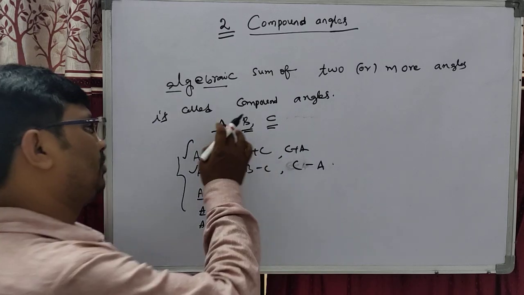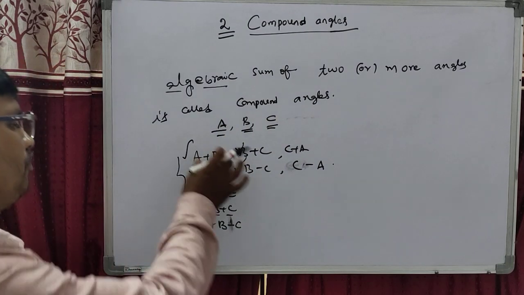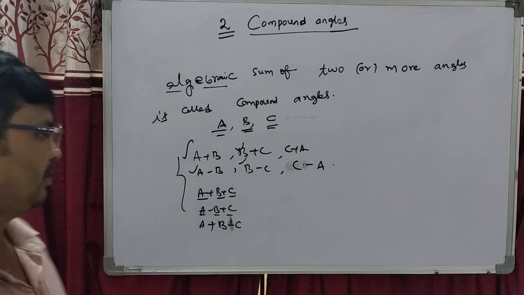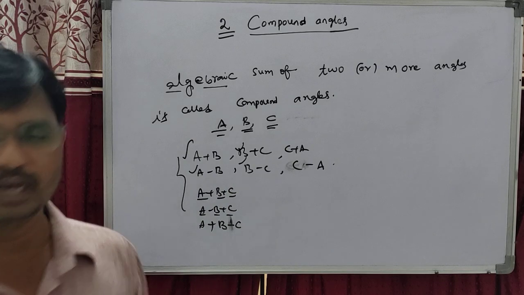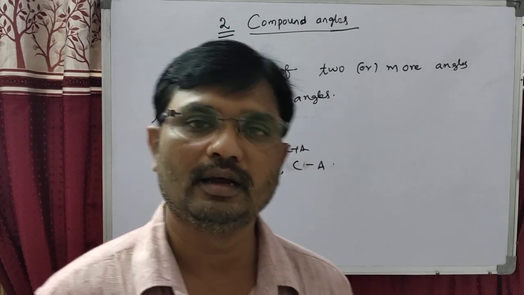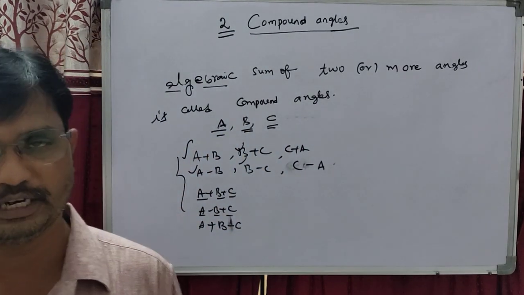If A, B, C are three angles, then A plus B, A minus B, B plus C, B minus C, or A plus B plus C and so on are called the compound angles. Okay, students?